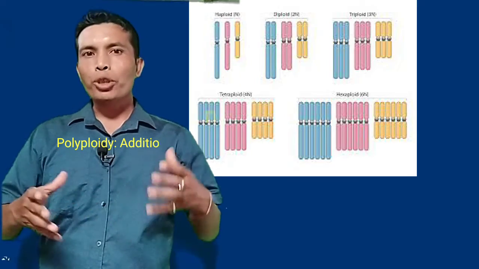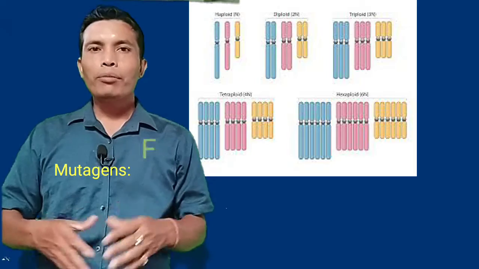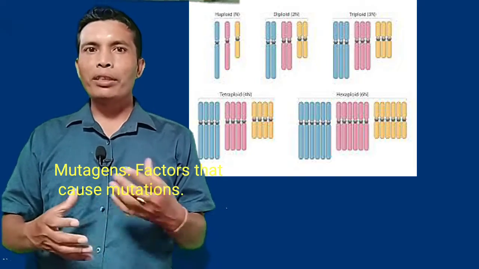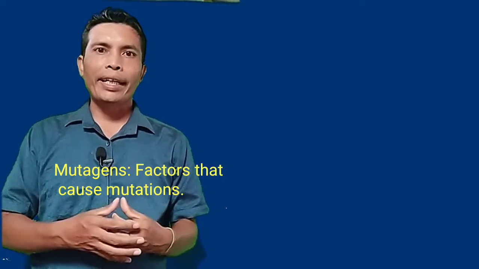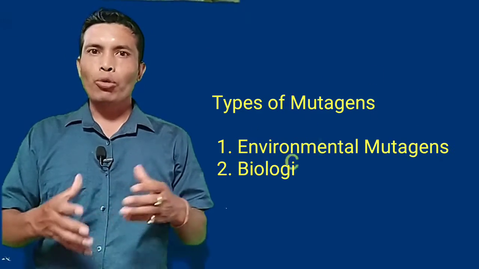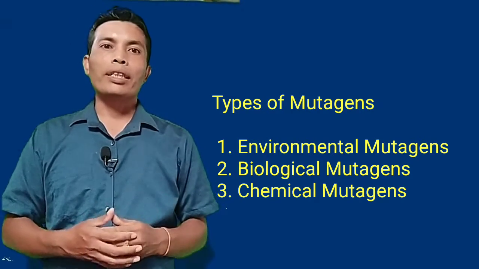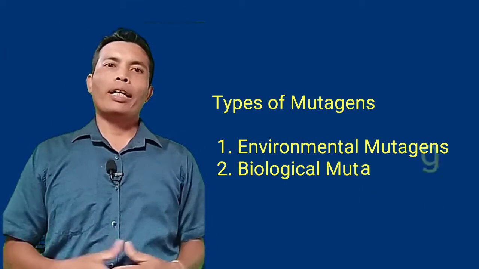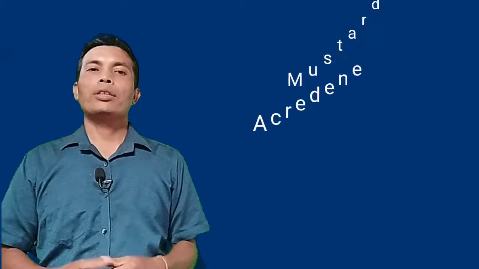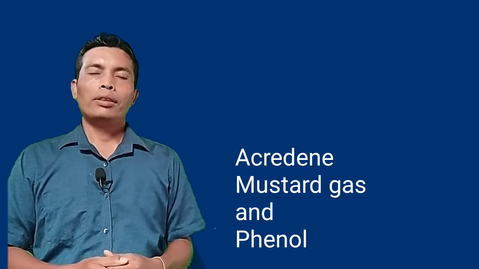The factors which cause mutations are called mutagens. Mutagens may be environmental factors, for example UV rays, X-rays. These are the environmental factors which cause mutation. Biological factors are also there. One example is the retrovirus. Okay, we also have chemical factors which cause mutation. Some examples are acridine, mustard gas, then phenol.